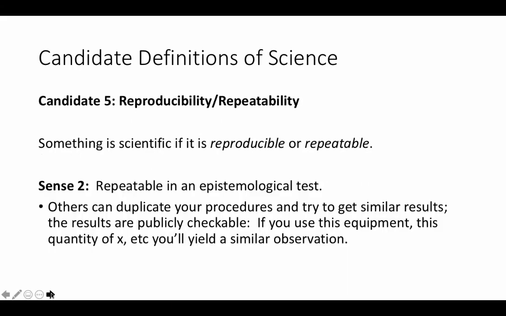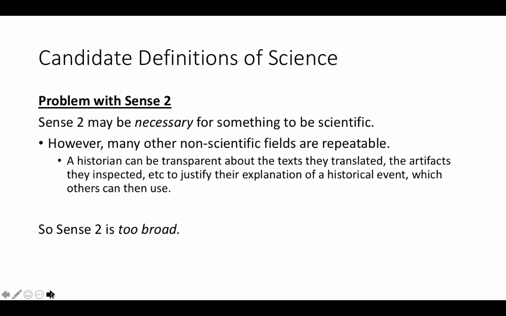There's a different sense, sense two. Something is scientific if it's repeatable, I guess you can say, in an epistemological sense. What do I mean by that? Basically, you find some sort of experimental result, and someone else could duplicate what you did, like in a lab or in the field, and get similar results. Your results are publicly checkable. So if you use this equipment and this quantity of this chemical, you'll get a similar observation. This sense two is probably necessary for something to be scientific.